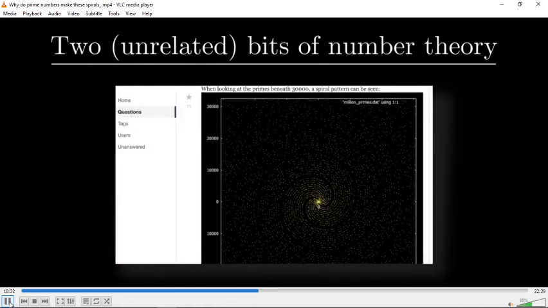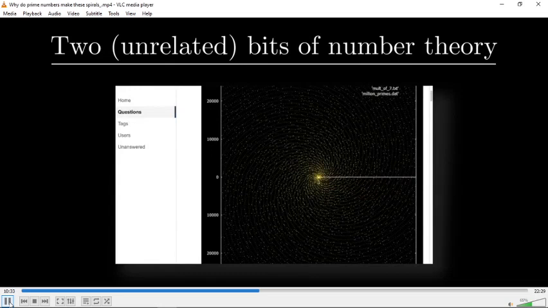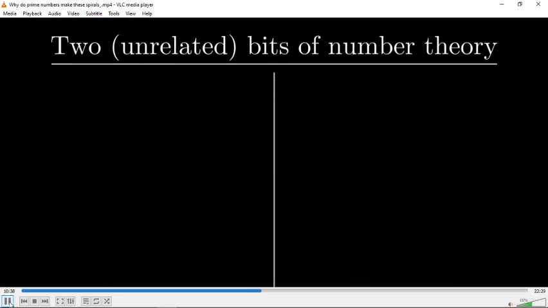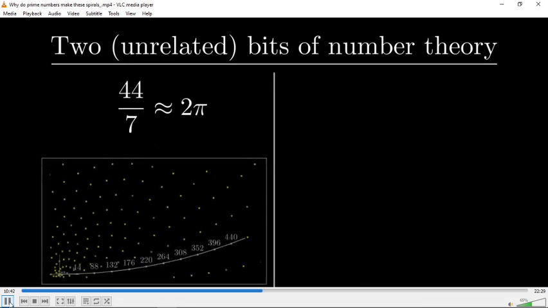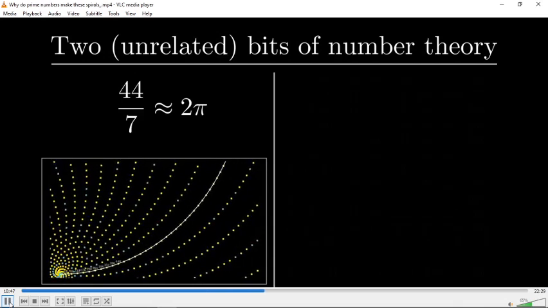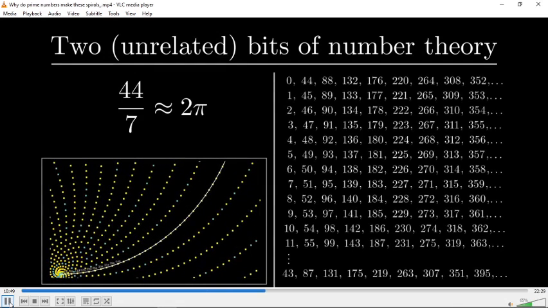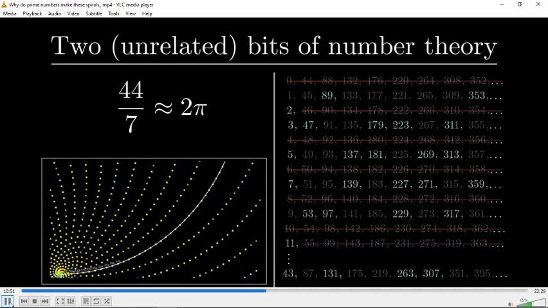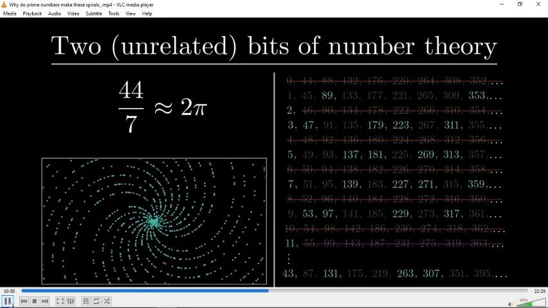In short, what the user on Math Exchange was seeing are two unrelated pieces of number theory, but illustrated in one drawing. The first is that 44/7 is a very close rational approximation for 2 pi, which results in the residue classes mod 44 being cleanly separated out. The second is that many of these residue classes contain 0 prime numbers, or sometimes just 1, so they won't show up. But on the other hand, primes do show up plentifully enough in all 20 of the other residue classes that it makes these spiral arms visible.